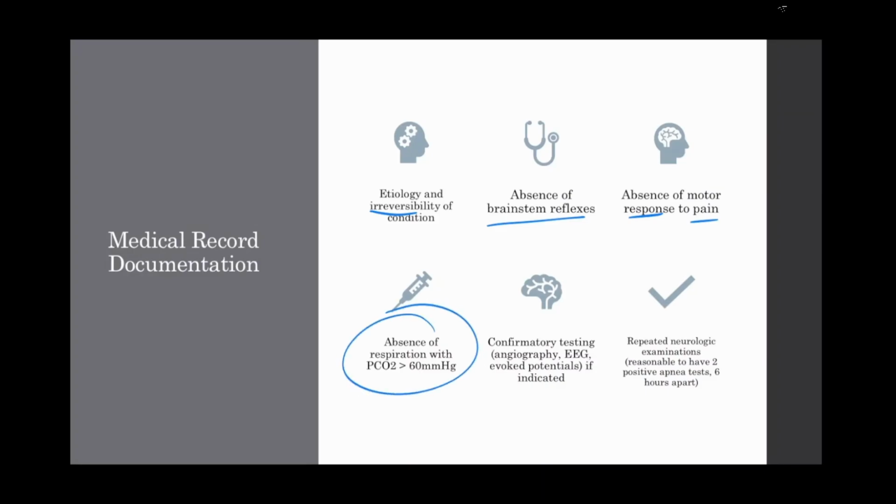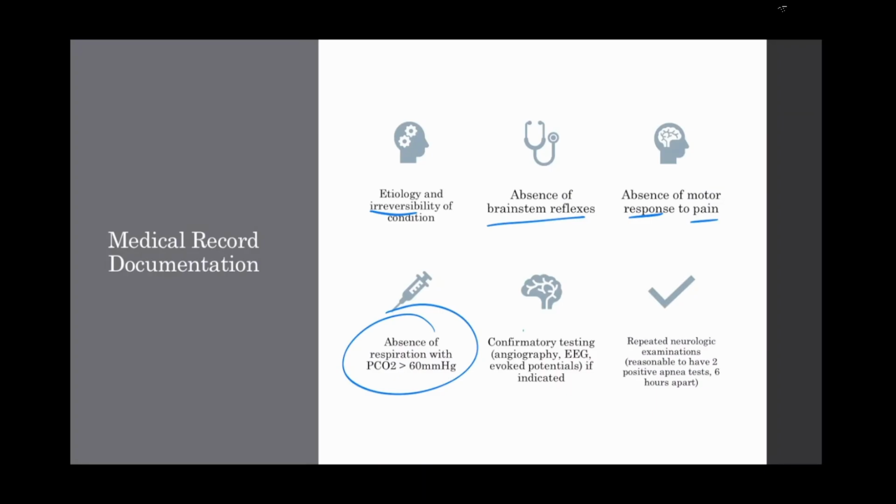Absence of respiration with a PCO2 greater than 60. What is the normal CO2 in the blood? Around 40. And remember, CO2 is the main drive for respiration, not oxygen. So when there's a high CO2 level in the blood, what should they be doing? Hyperventilating. And there's no respiratory response to that high CO2. That means the brainstem receptors aren't working. They're not registering it, no response.